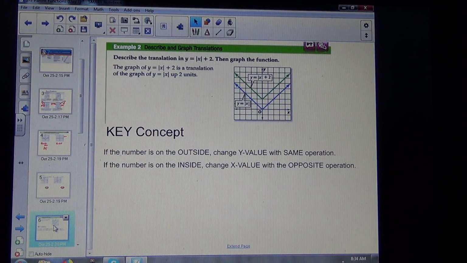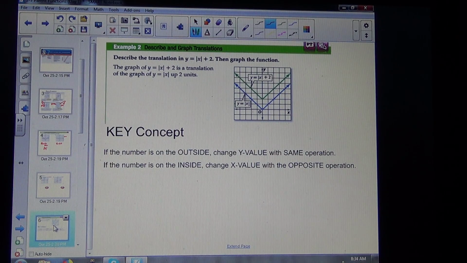So the y values are doing exactly what's happening in the equation. And then the second key concept would be if the number is on the inside, change the x value and do the opposite operation. Okay? And when they talk about, I'll explain it here and then you can pause it when it's all done if you don't have enough time.